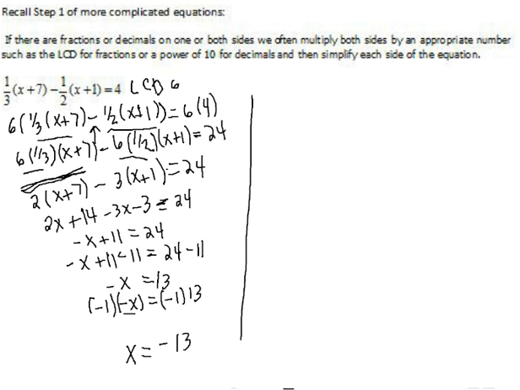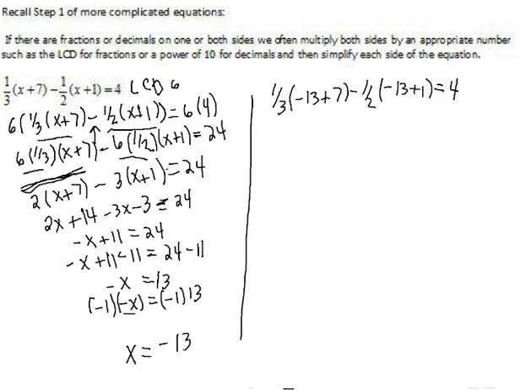Every place that it occurs, we're going to plug in -13. So starting all the way back from the very beginning, to make sure that I haven't made a mistake anywhere along the way, we'll say 1/3 times (-13 plus 7) minus 1/2 times (-13 plus 1). And what is that supposed to equal? That's supposed to equal 4, and we're checking that out.